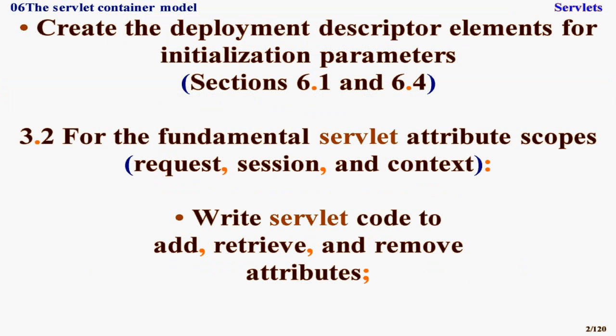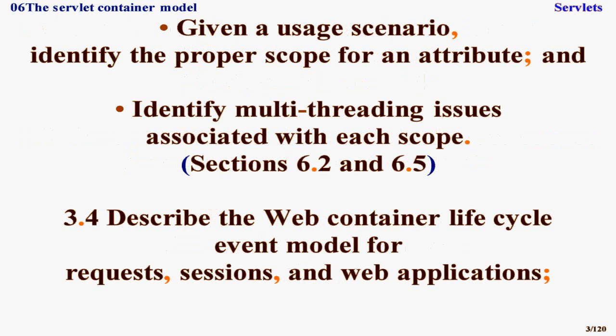3.2 For the fundamental servlet attribute scopes request, session, and context: write servlet code to add, retrieve, and remove attributes. Given the usage scenario, identify the proper scope for an attribute, and identify multi-threading issues associated with each scope. Sections 6.2 and 6.5.